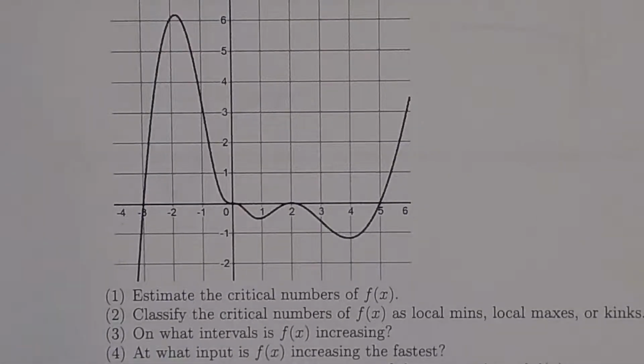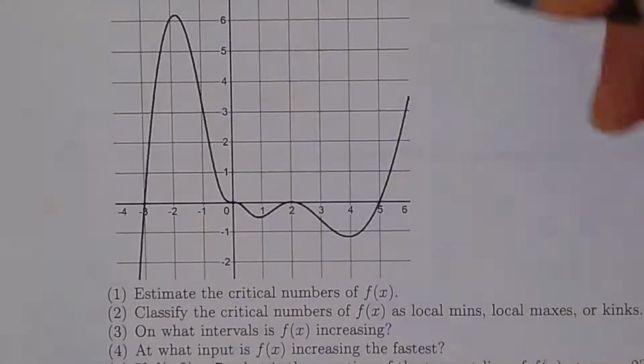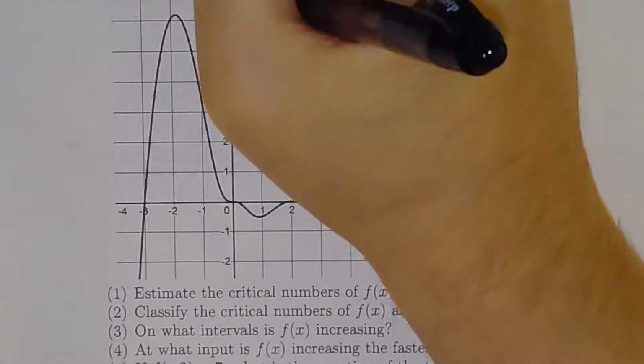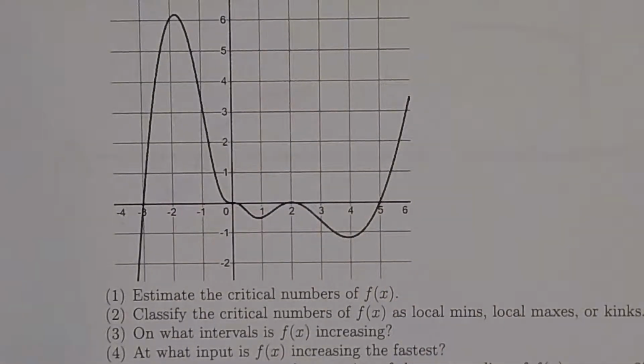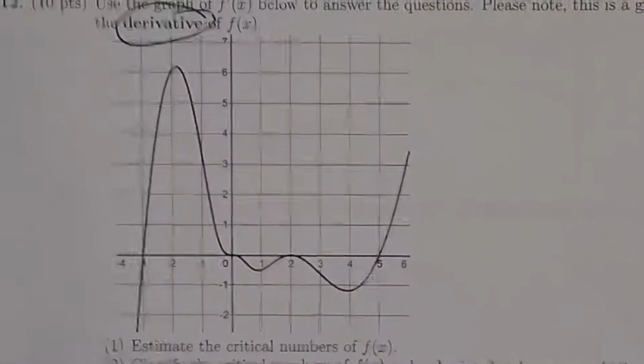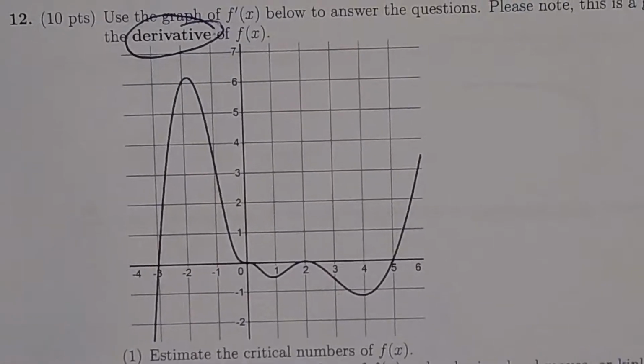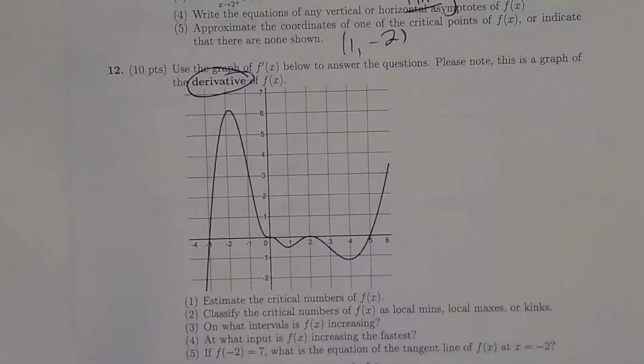Okay, let's talk about 12. So 12, the key difference here is that in 12, we're given a graph of the derivative. So I want to circle the word derivative, but it needs to be on the screen first. Okay. So that means I need to keep in mind I'm not looking at a graph of f. So all of these questions are about f, but I can't actually see a graph of f.